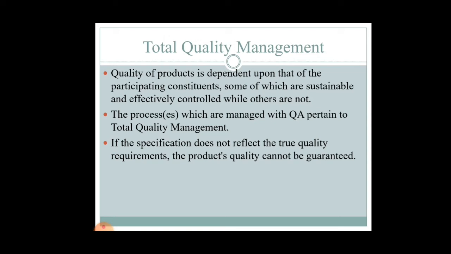If the specification does not reflect the true quality requirements, the product's quality cannot be guaranteed. Here, every product is inspected against some specifications. So, if the product complies with those specifications, it means the product is of good quality. But if the product is not complying with that specification, it means our consignment is under question.